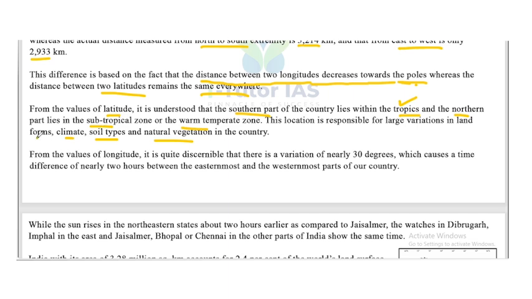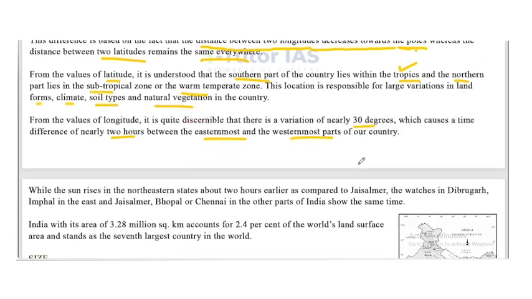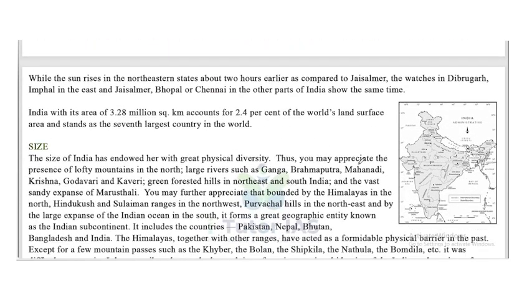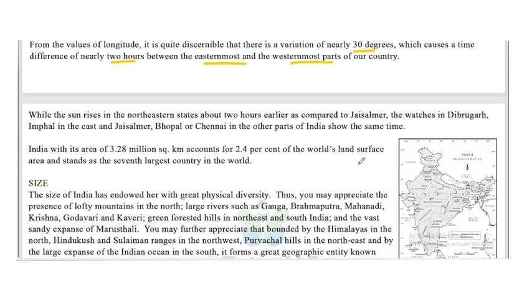From the values of longitude, it is quite discernible that there is a variation of nearly 30 degrees, which causes a time difference of nearly 2 hours between the easternmost and the westernmost parts of the country. So between the east and west there is a time difference of 2 hours.